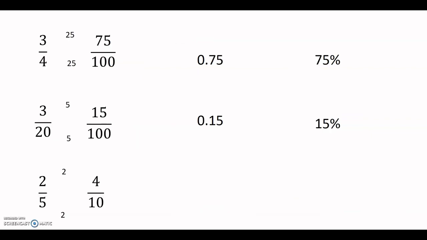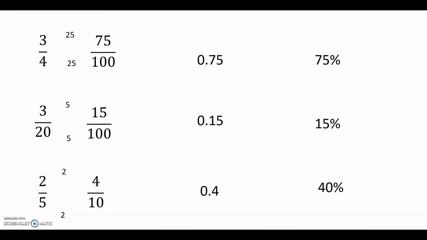2 times 2 is 4 and 5 times 2 is 10. So we have 4 over 10 as our equivalent fraction. So here, 4 over 10, to be converted into a decimal, we will move 1 place to the left because our denominator has only 1 zero. So we get 0.4 or 4 tenths. And to convert this into a percentage, we will multiply it by 100. So we get 40%.